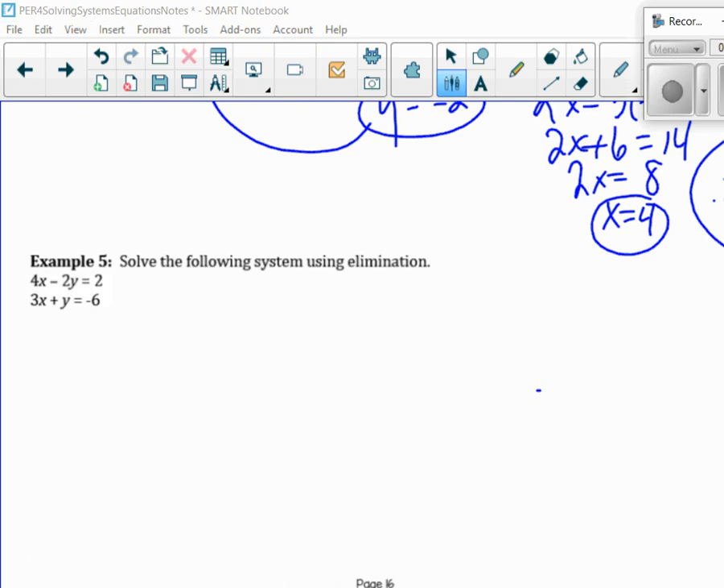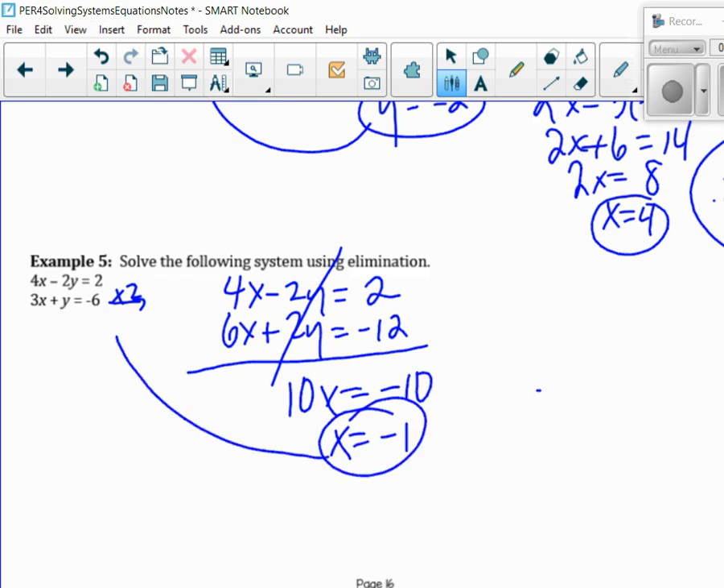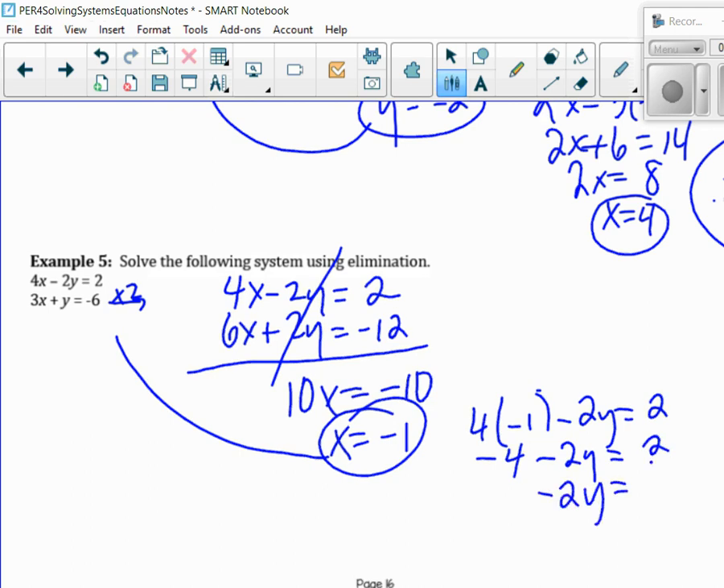Okay, so it doesn't matter which one you choose, but this one, if you just multiply it by 2, it eliminates pretty fast. So 4x minus 2y equals 2. 6x plus 2y equals negative 12. Those eliminate. 10x equals negative 10. x equals negative 1. Sub it into, say, the first one. 4 times negative 1 minus 2y equals 2. Negative 4 minus 2y equals 2. Negative 2y equals 6, so y equals negative 3.